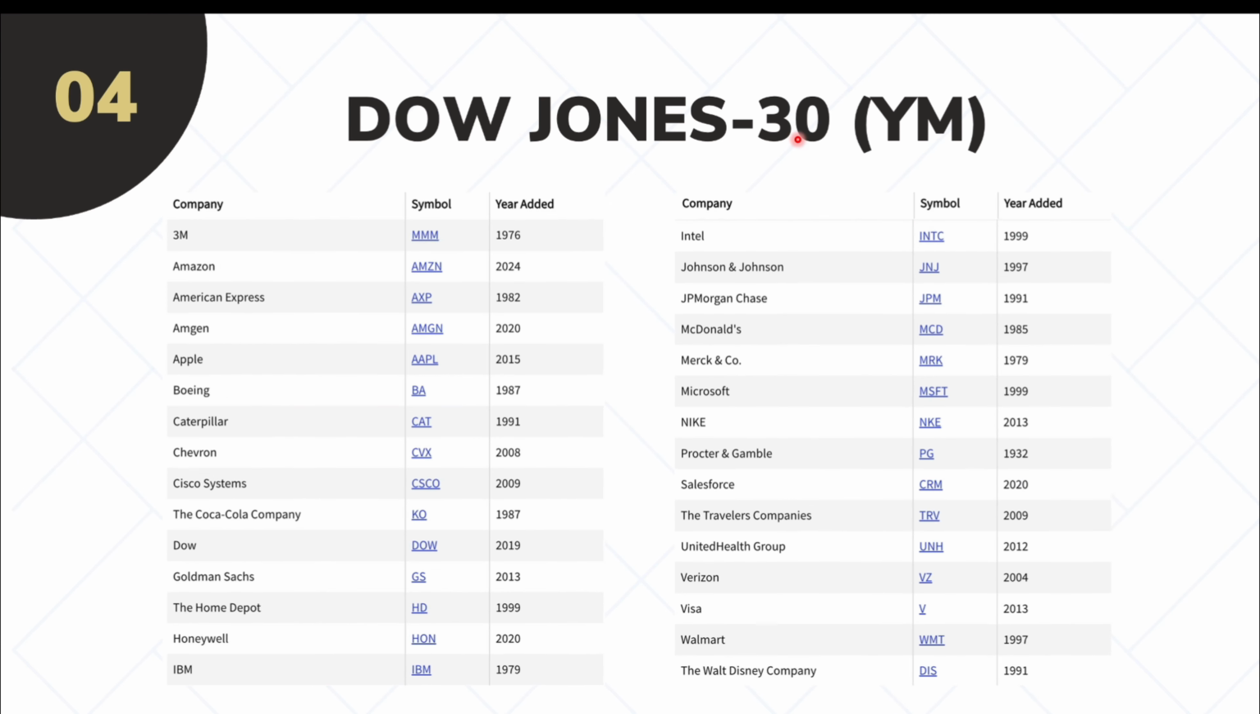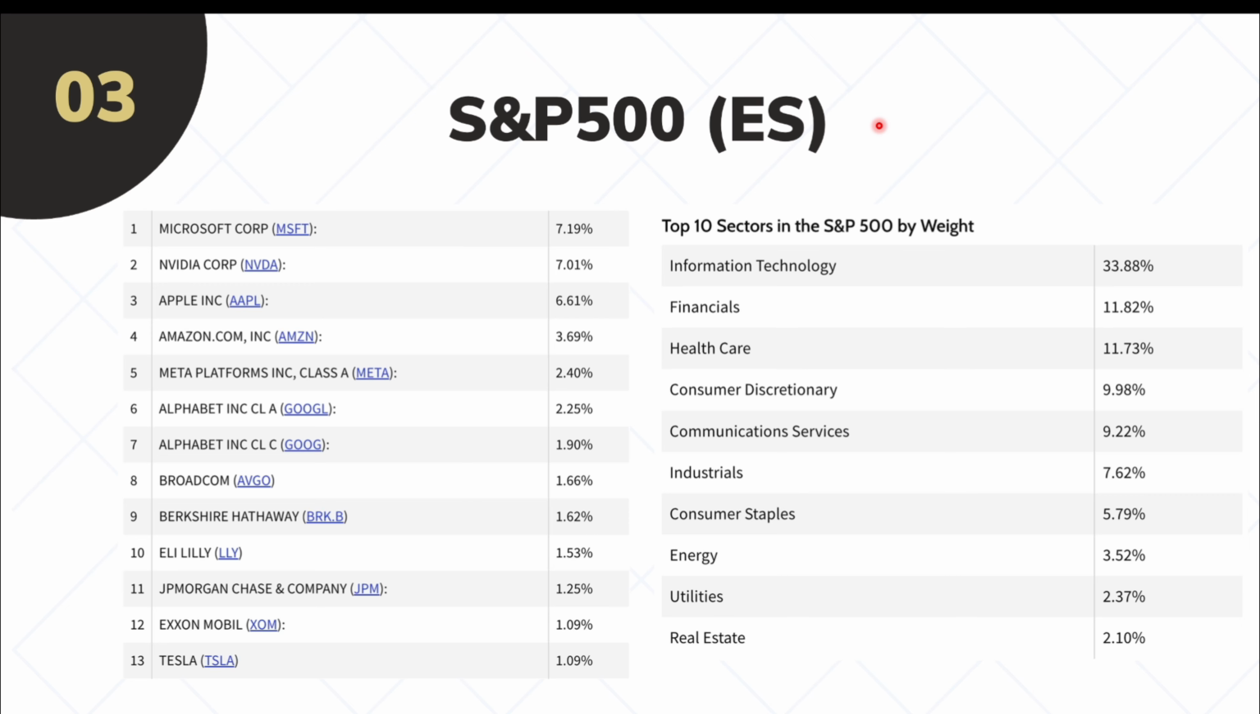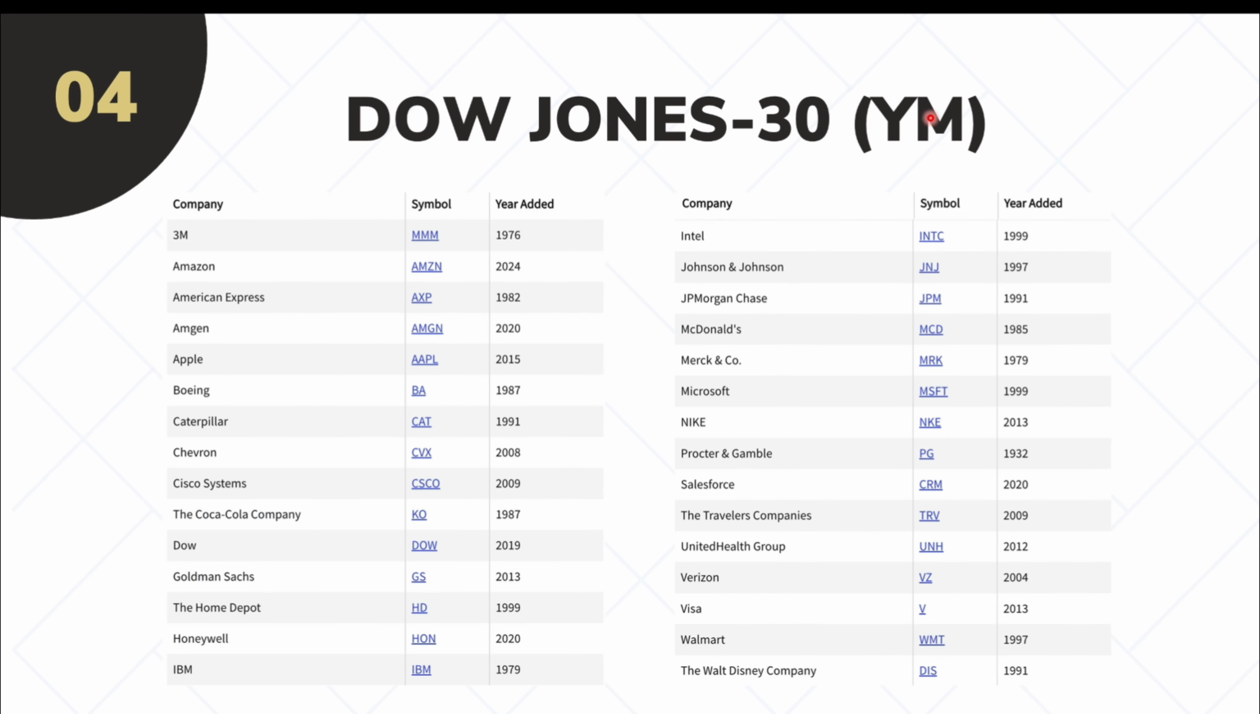Then the Dow Jones is composed of 30 companies, and we also call it YM. That's the ticker. So where the S&P had ES, where Nasdaq has NQ, Dow Jones has YM. And 30 companies, you see them all 30 on the screen. You don't need to remember what 30 there are. You just need to know that there are 30 companies, with some similarities, but also some differences between NQ and ES.